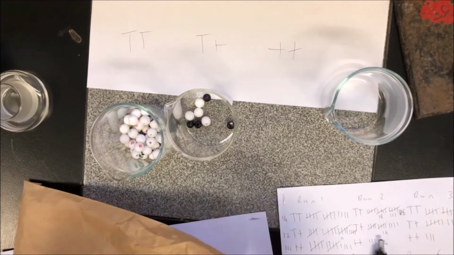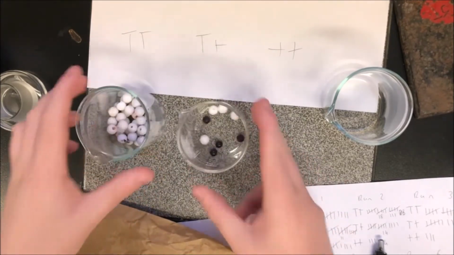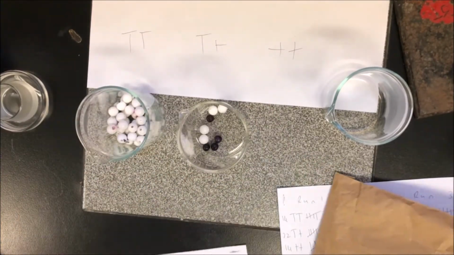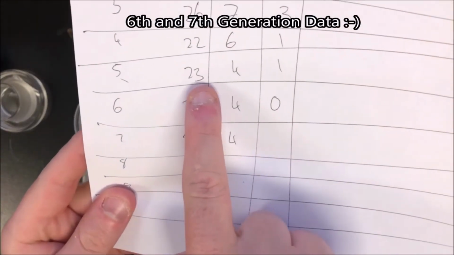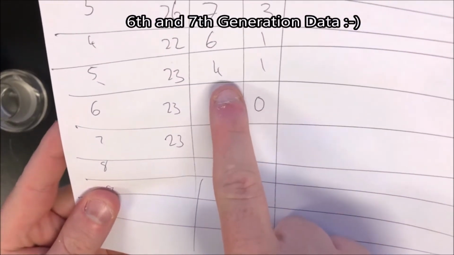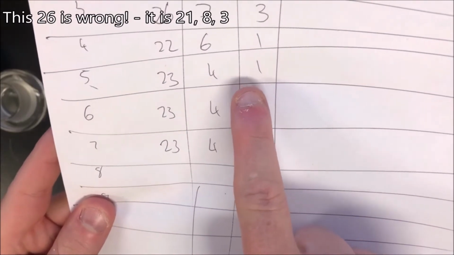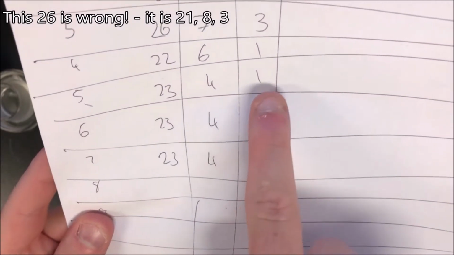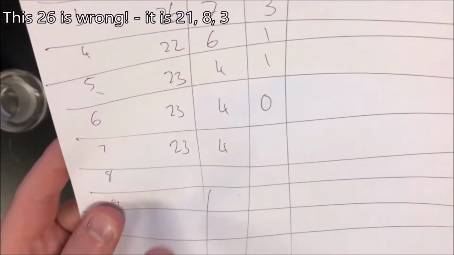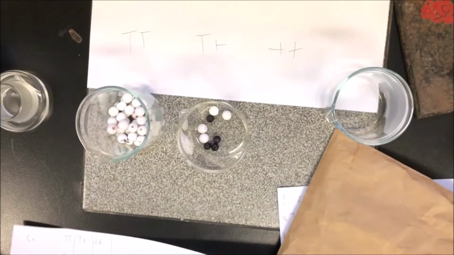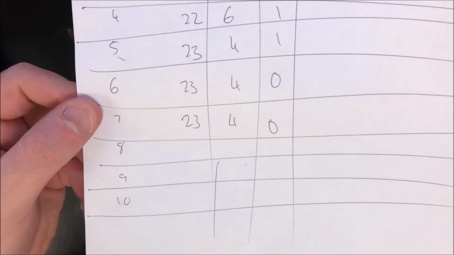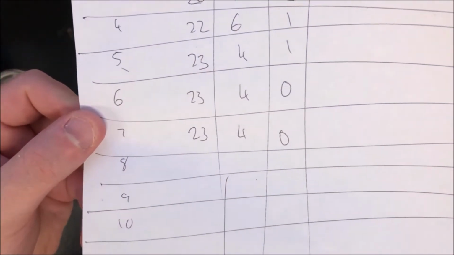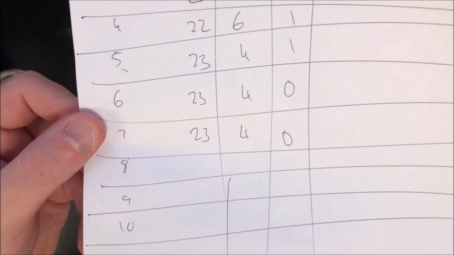I don't know what happened, but it ran out of room. But okay, so I think before I was up to my 5th generation. I had 23 homozygous dominant, 4 heterozygous, and 1 homozygous recessive, which means this one's died. Now, I've had 2 runs afterwards that have ended up with the same result. I have had 23 homozygous dominant and 4 heterozygous.